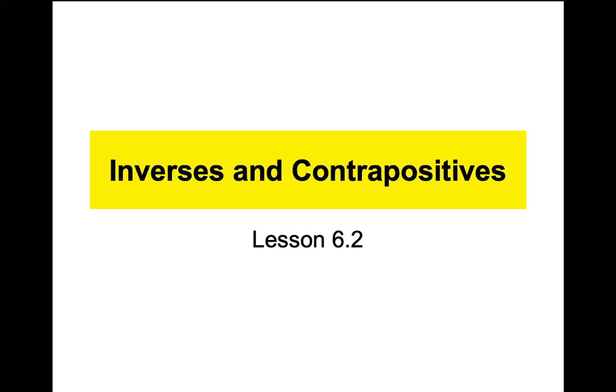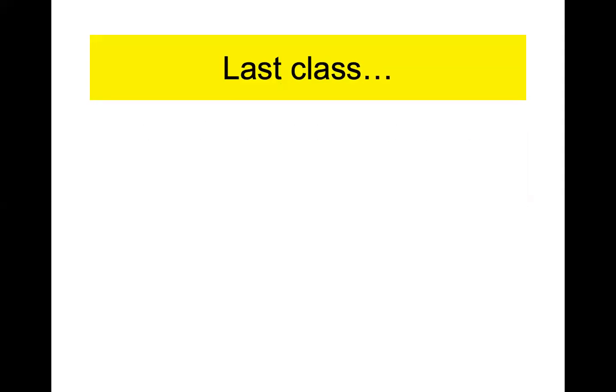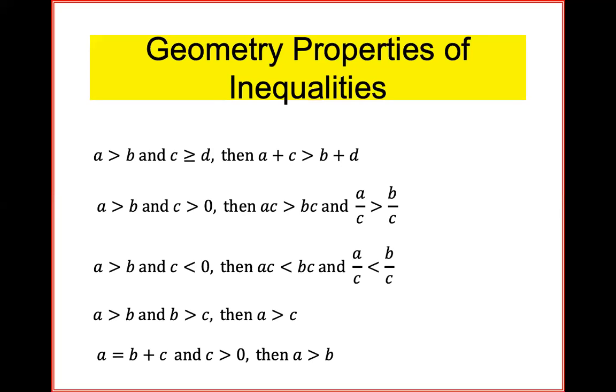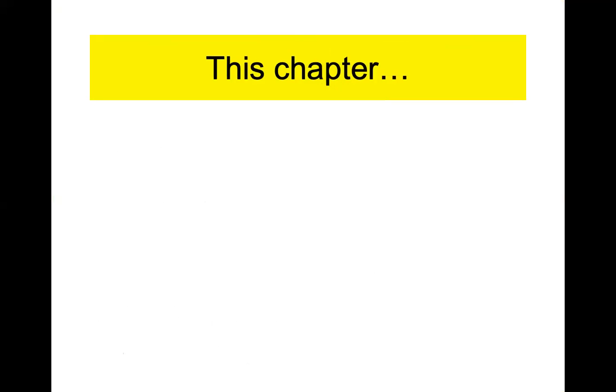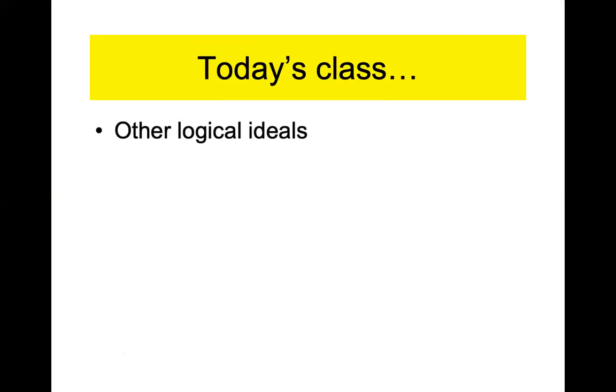When you put them all together, converse, inverse, contrapositive, they can become very confusing. But since you can put this all in your book of truth, and we'll write it on 1 page today, you can keep it nice, neat, and orderly. Last class, we had these 5 inequality properties, pretty straightforward. We'll come back to them after this section because this chapter is on inequalities in geometry. But for today, we're going to talk about the other logical ideas.